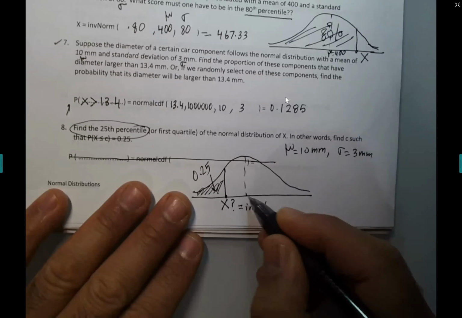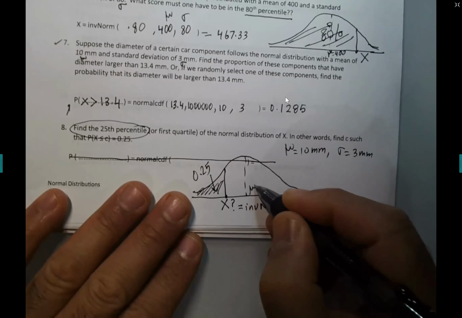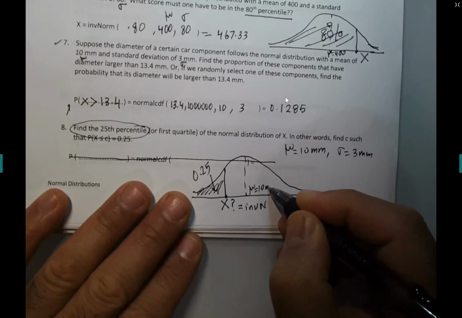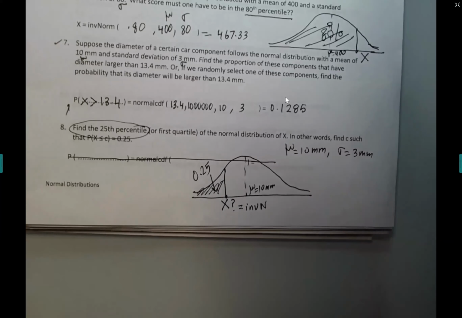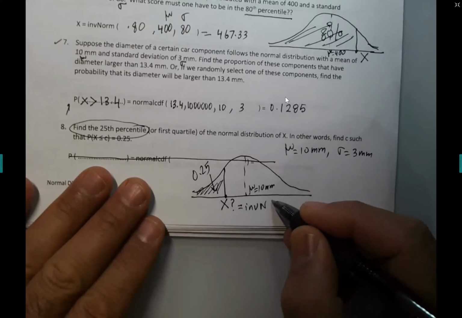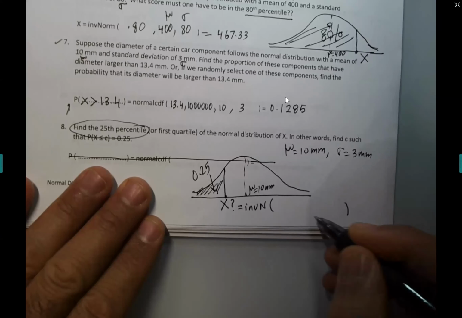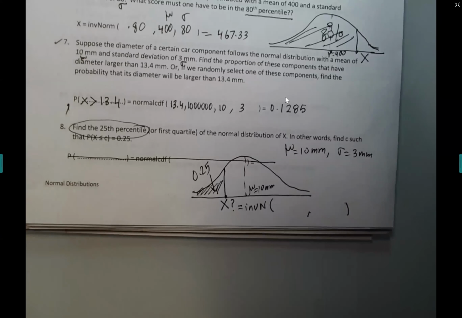It has to be less than the mean. The mean is 10 here, guys. Anything less than 50% will be less than the mean. Anything over 50% will be above the mean. So it will be inverse norm. And can a student tell me what the 3 arguments would be here?